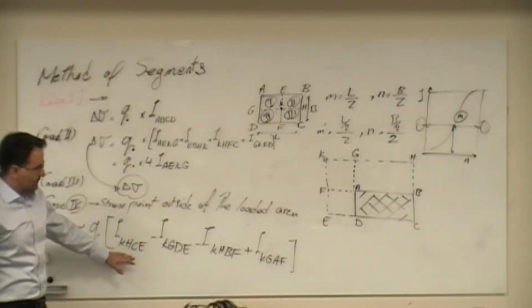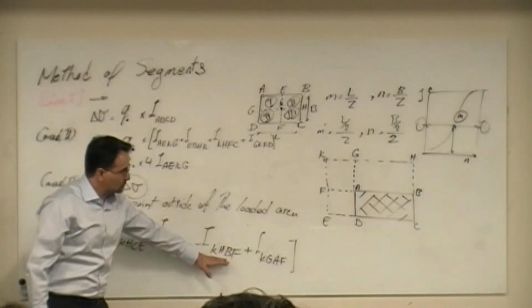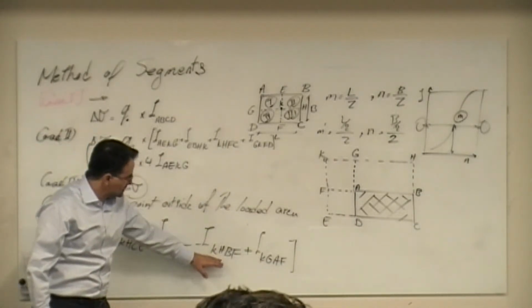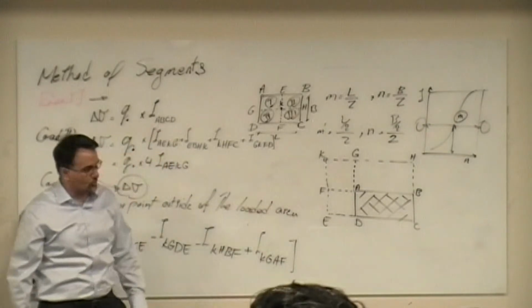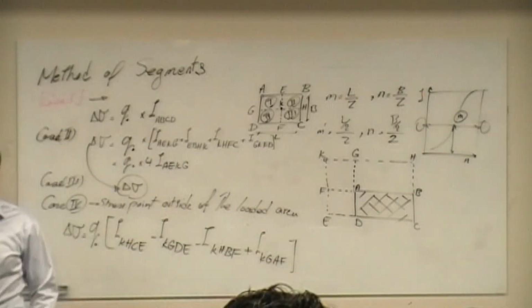Assuming that the whole area is loaded, and then you subtract two long rectangles there and add those roughly square shapes on there.